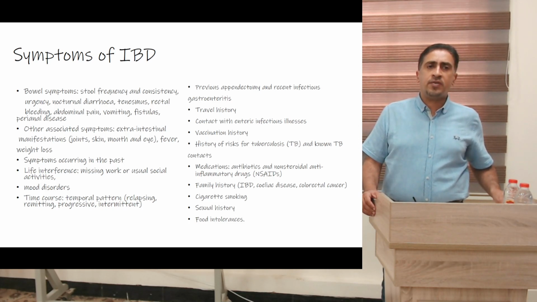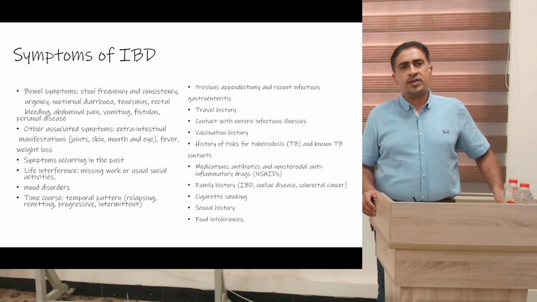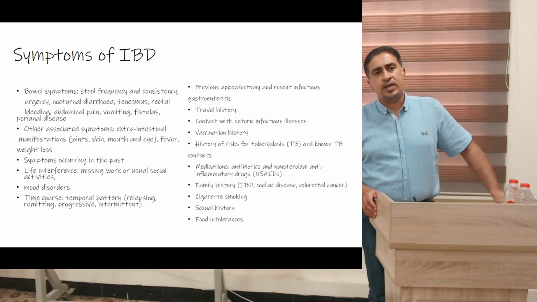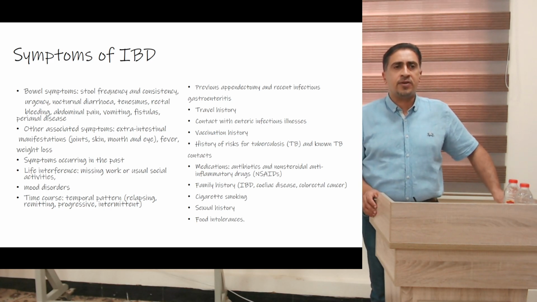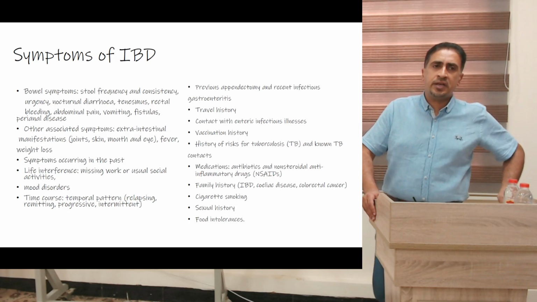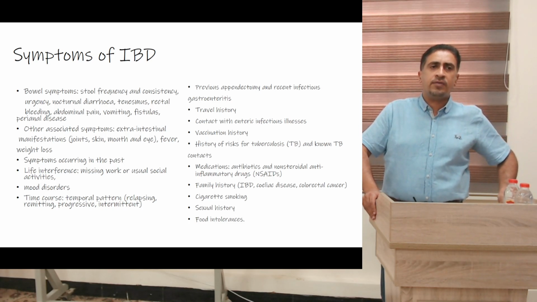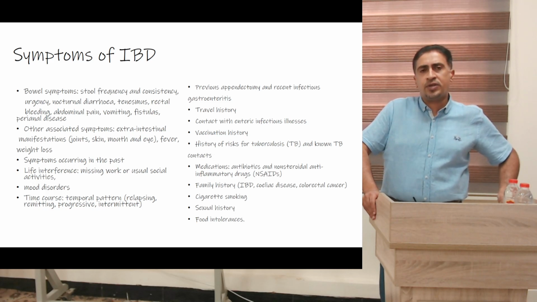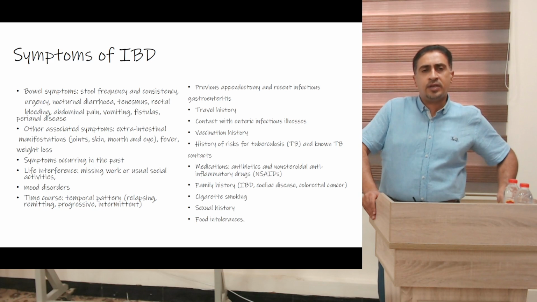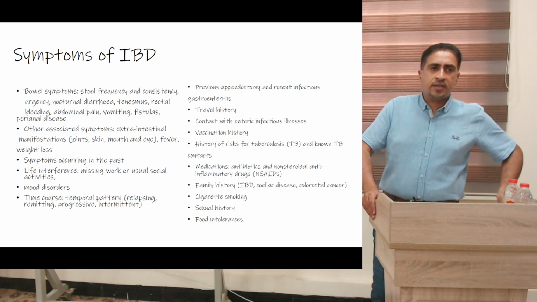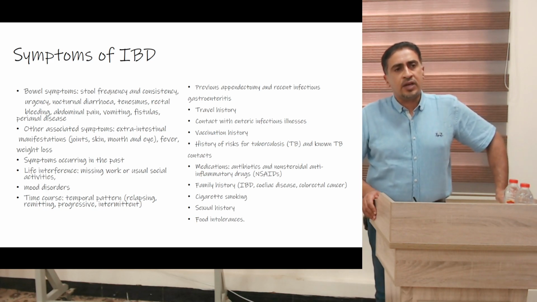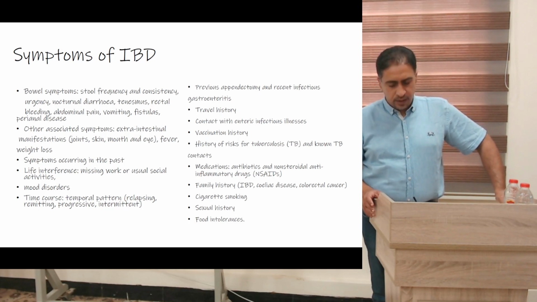Family history is important because many diseases are associated with inflammatory bowel disease, and it is a genetic disease, so it can happen in brothers and sisters or second degree relatives. So you need to ask about inflammatory bowel disease history in family members, and also whether the patient has celiac disease or a history of cancer. Cigarette smoking is very important, as are sexual history and food intolerance.